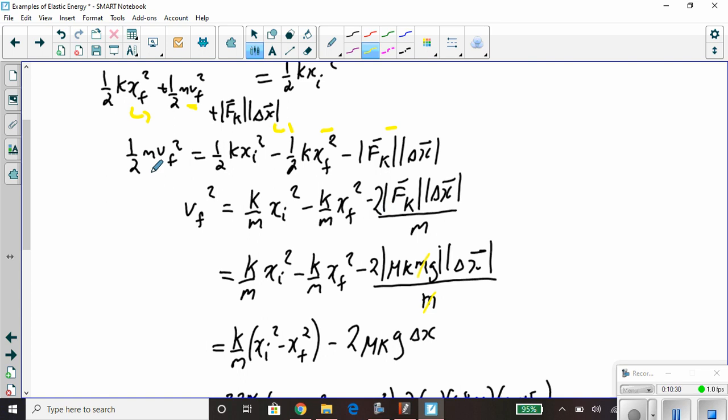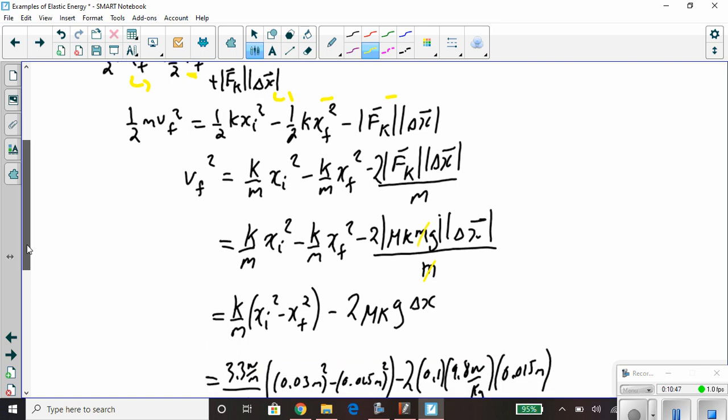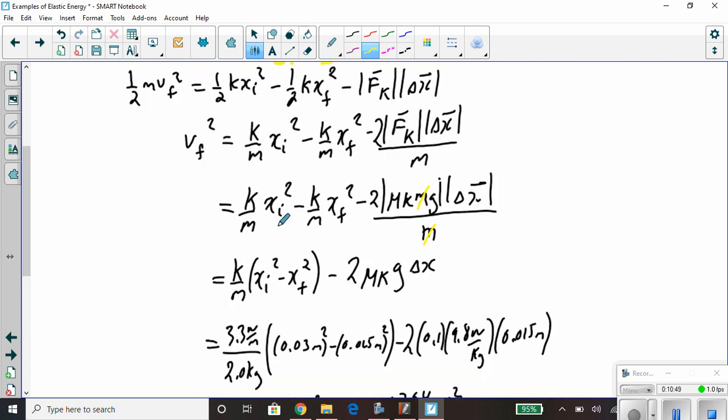The next thing we're going to do is divide each term by m. If I divide this term by m, it cancels out. If I divide the other terms by m, there's an m in the denominator. Say that 5 times fast. And there we have it. We have the expression right here.